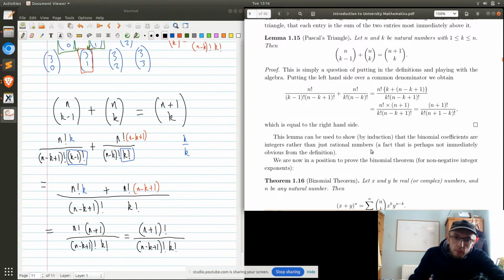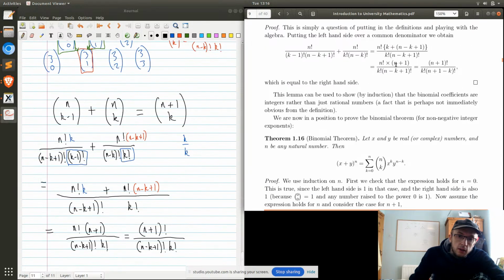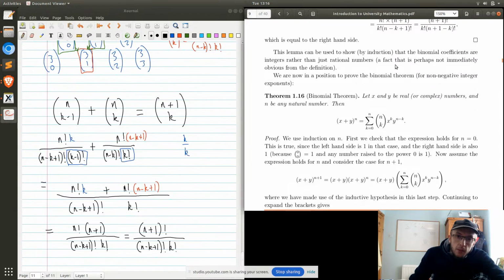So here you can show that that cannot possibly be the case. You have 2 integer entries here and here, and then you generate an integer entry here because when you add a pair of integers, you get another integer back. Okay, so now we are now in a position to prove the binomial theorem for non-negative integer exponents.